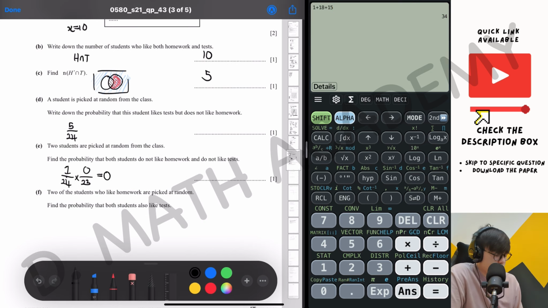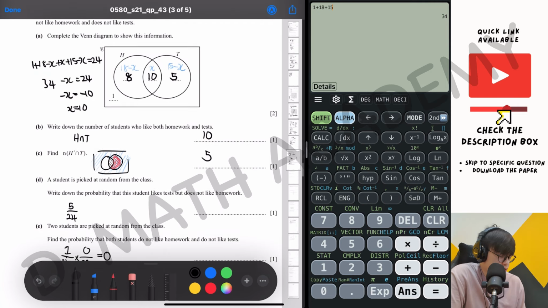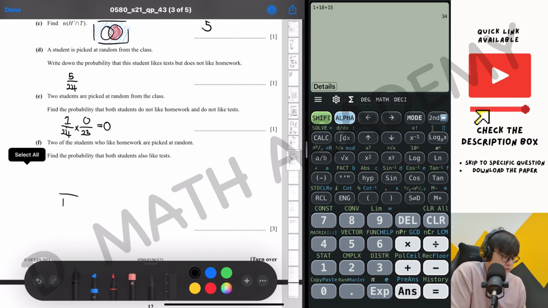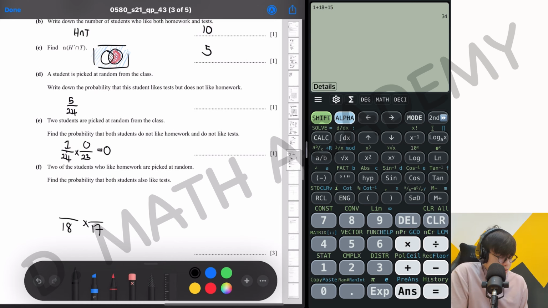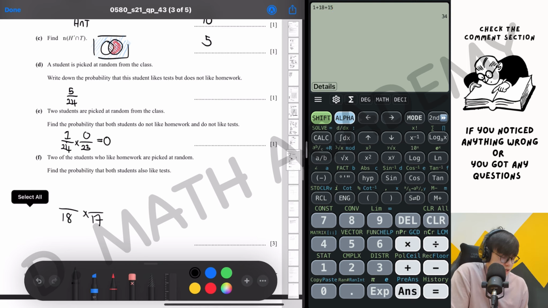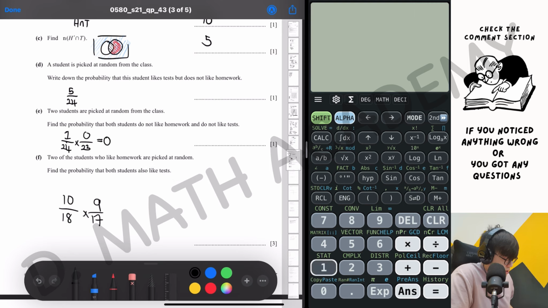Okay, so 2 students who like homework are picked at random. So students who like homework, there's a total of 18 of them. Okay, same thing, because it's regarding humans, I will decrease the denominator first. Find both of them also like tests, that will be 10 and 9 here. So when we run the calculation, 10 over 18 times 9 over 17, you will get your final answer as 5 over 17. So that's how you trace the final answer here.